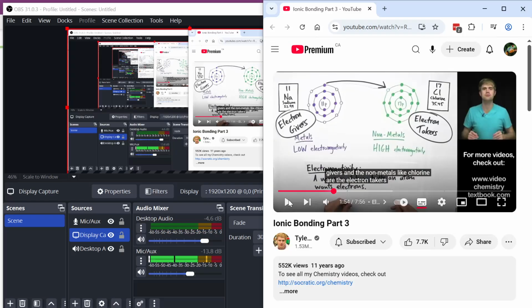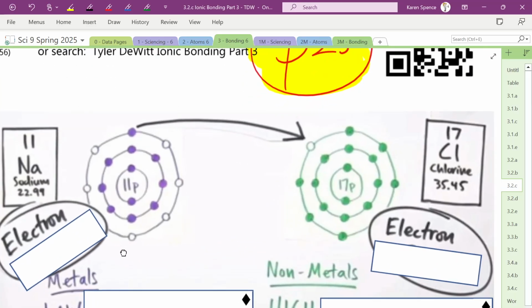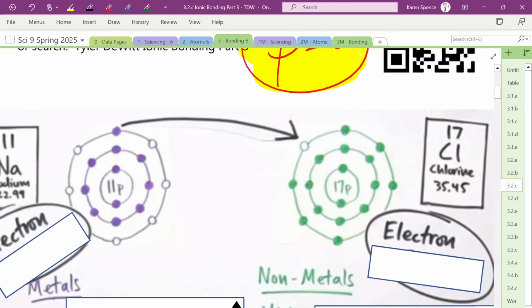But we're just going to pop in here, and we're going to take a look and find out why does chlorine have a higher electronegativity? Why does it pull electrons better? And why is sodium not as good at pulling electrons? So if we look at this electron here, it has 11 protons pulling on it.